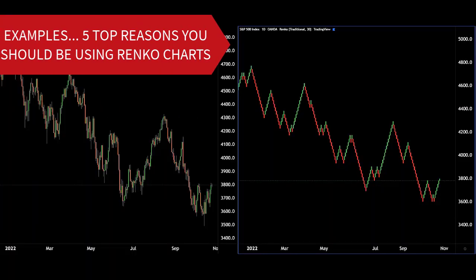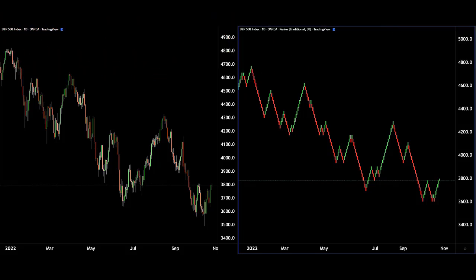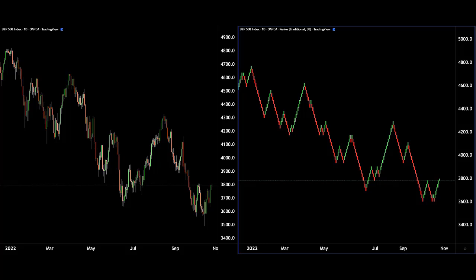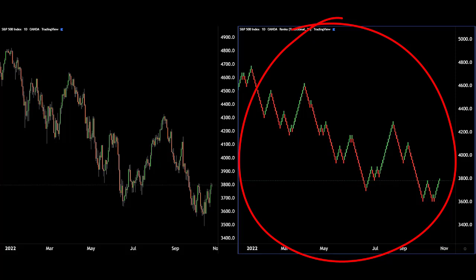But first, some examples for you to help make your own mind up why you should use Renko and make my 5 points even more obvious before we sum them up after these examples. And we start with the S&P 500 US stock market. On the left, the candlestick chart, the standard very popular candlestick chart that we see now, and on the right, the Renko equivalent. Now, what do you notice between the two?